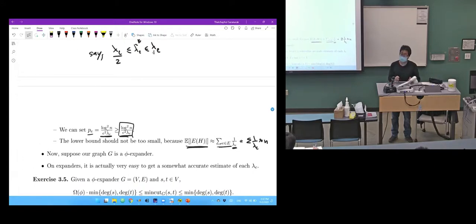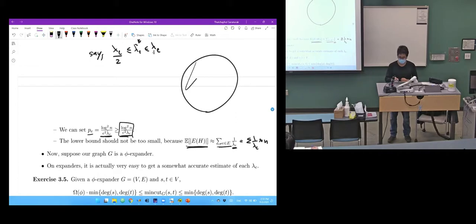Now, can we take the global min cut value as well? The min cut value can be very different from the global min cut. Yes, global. It can be the case that the graph looks like this: a clique, and there is this node. Here the min cut is just 1, and it's going to be too crude a lower bound for every edge.